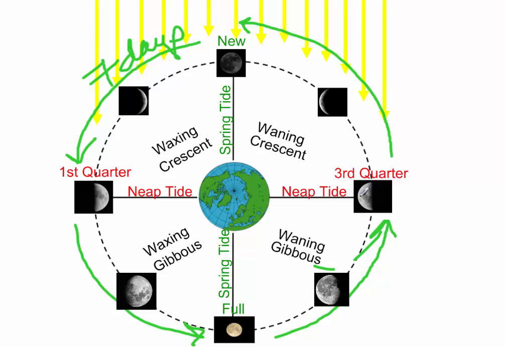How long would it take to go from neap tide to spring tide? You can see here that it would be 7 days to go from a neap tide to a spring tide.